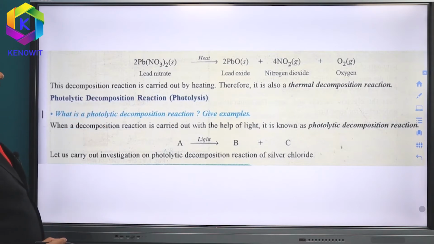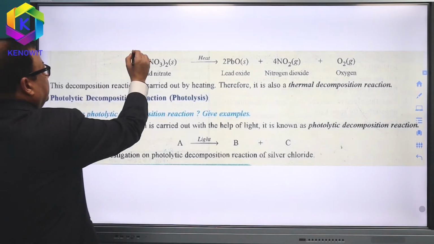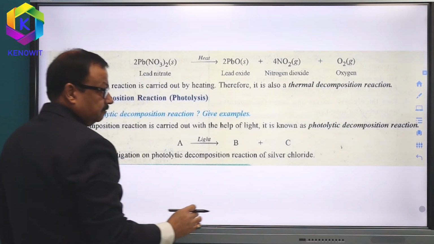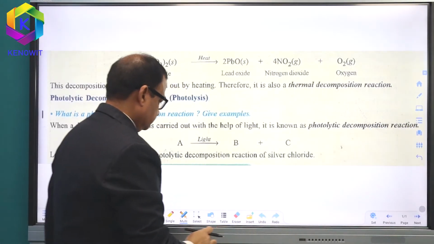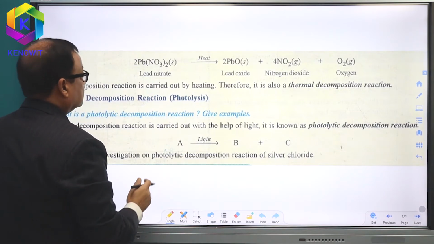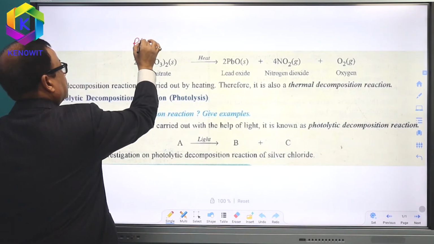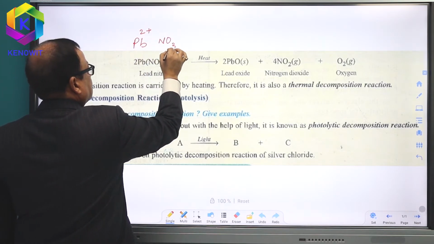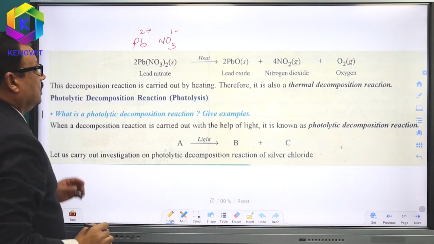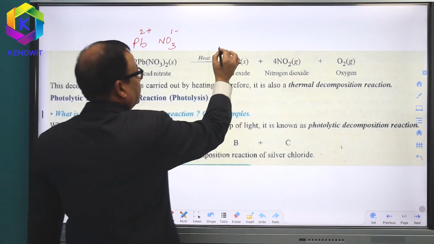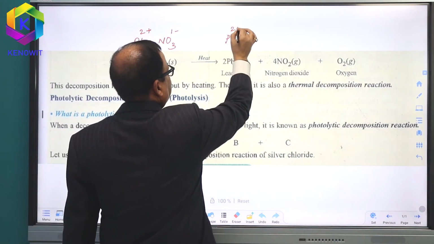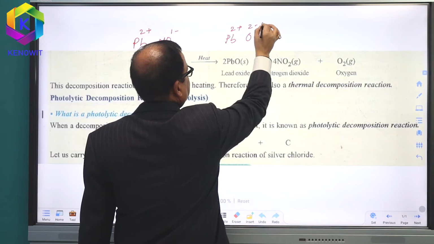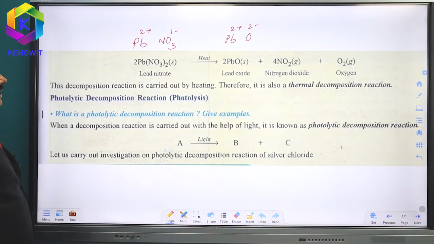So basically lead nitrate, Pb(NO3)2. In lead nitrate, the valency of Pb is 2 plus and nitrate is 1 minus. So lead nitrate, again Pb 2 plus and oxide is 2 minus. So lead nitrate on thermal decomposition gives lead oxide, nitrogen dioxide and oxygen.